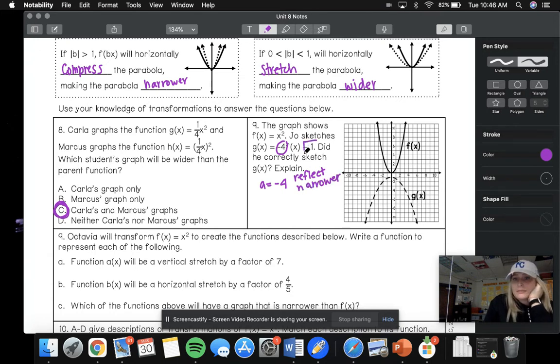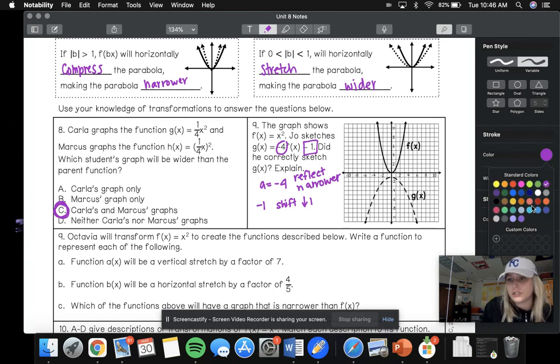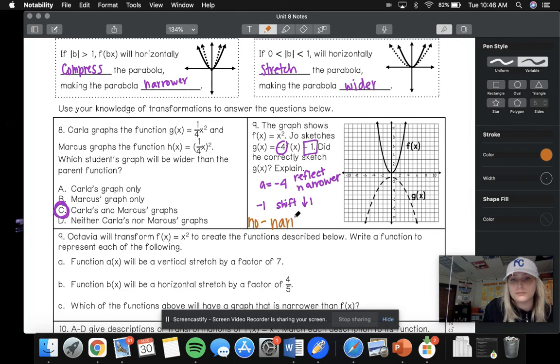Okay, this minus 1 part, remembering from the other day, that should shift it down. So if I look at the parent function, it looks like it did flip over. It looks like it did go down 1, but it does not look like it was correct, because a 4 should make it narrower. So I'm going to change colors and say no, it should be narrower.